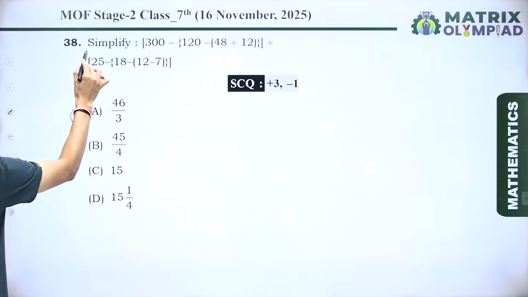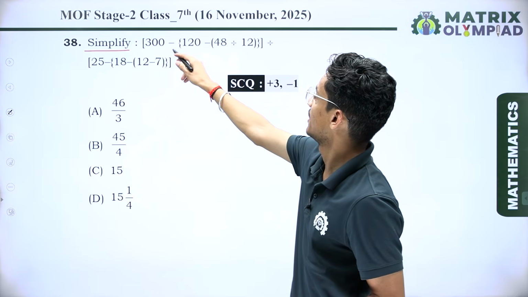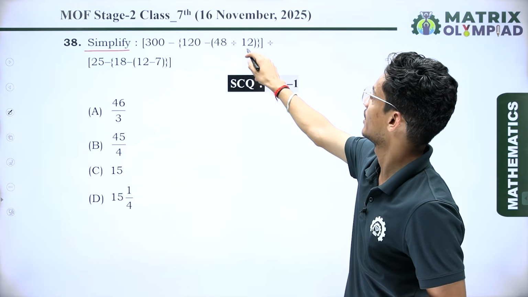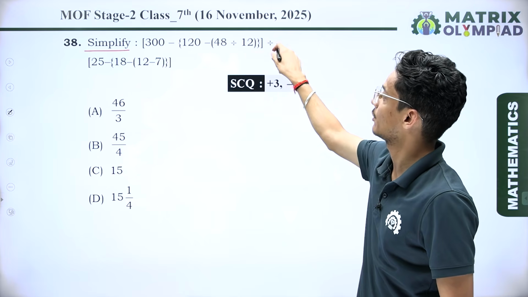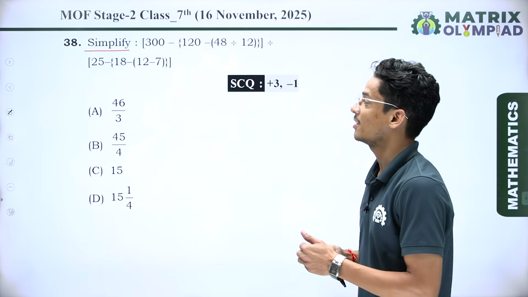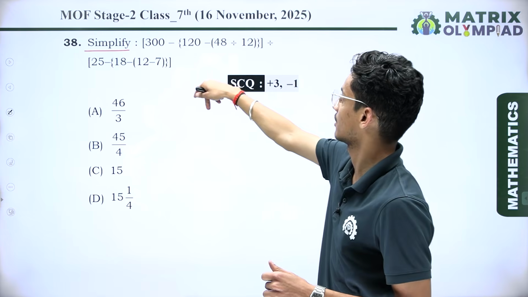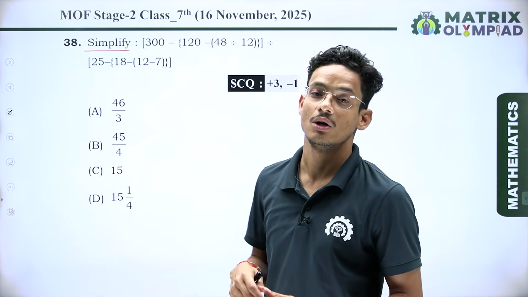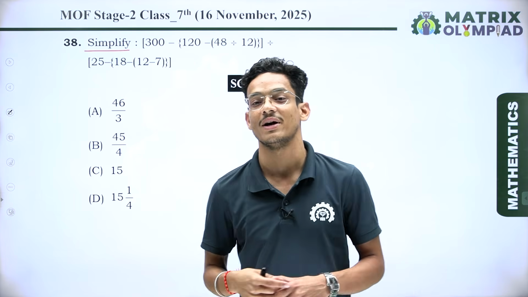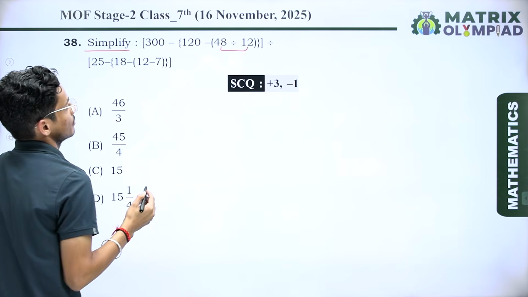So now if I talk about the next question, here we have to simplify, and here we have given 300 minus 120 minus 48 divided by 12 bracket close and bracket close divided by 25 minus curly bracket 18 minus small bracket 18 minus 12 minus 7 small bracket close curly bracket close and big bracket close. So what we do first we have to simplify the small bracket. So we know when we divide here we get, that is 4.